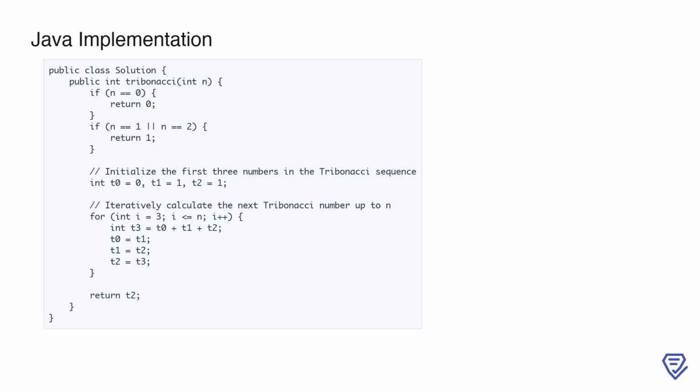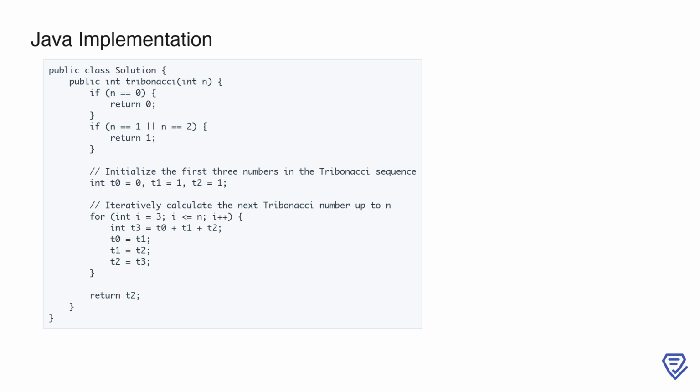Now, we start the iterative calculation. For the first iteration, where the loop counter i equals 3, we compute t3 by summing t0, t1, and t2. This gives us t3 equals 0 plus 1 plus 1, which is 2. After computing t3, we update the variables so that t0 becomes 1, t1 becomes 1, and t2 becomes 2.